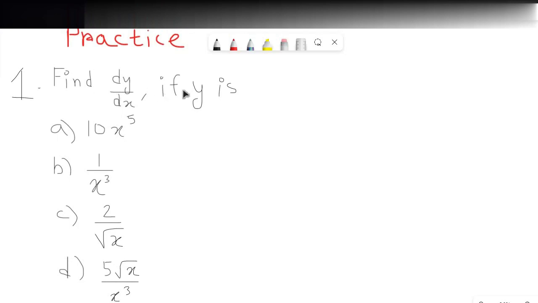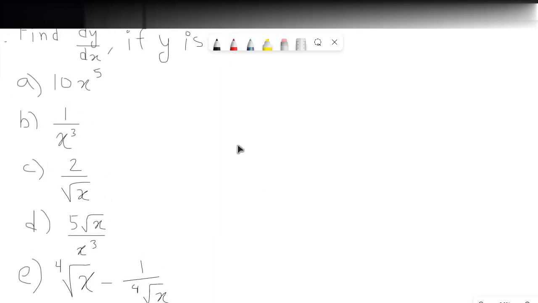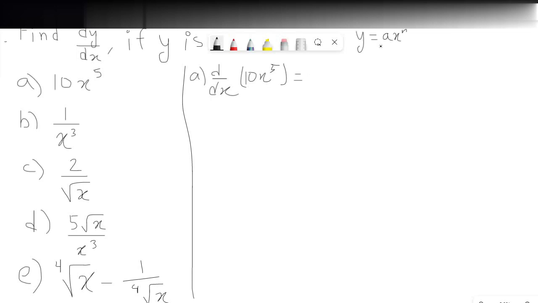Let's say if y is equal to this, then find dy by dx. So let's do this systematically. For number a, we have to find the d dx of 10x to the power 5. So if y is equal to ax to the power n, then dy by dx must be equal to anx to the power n minus 1.